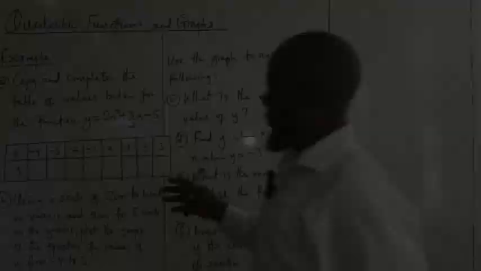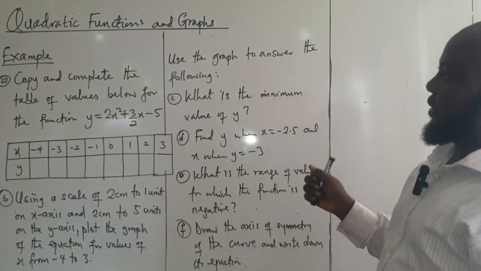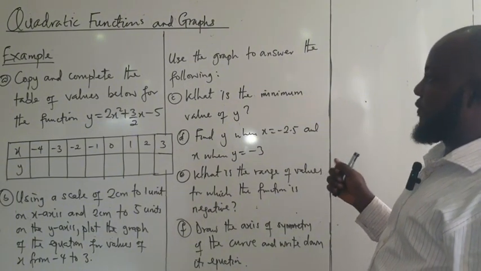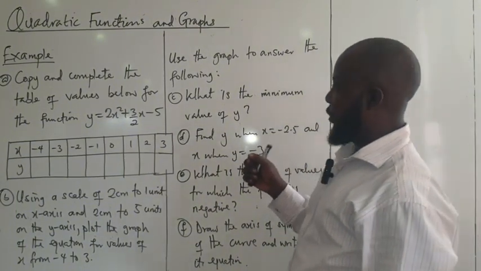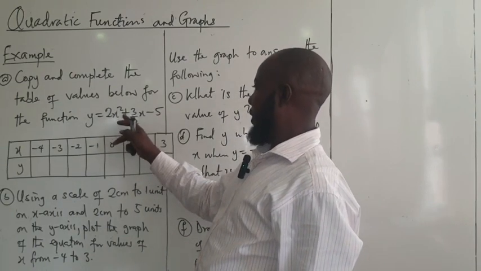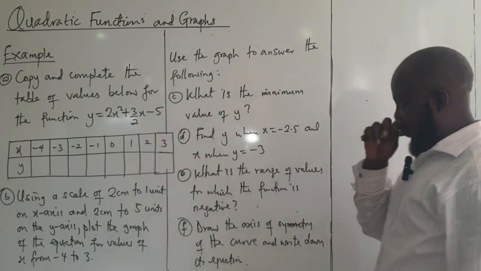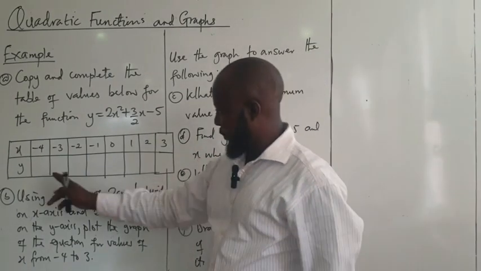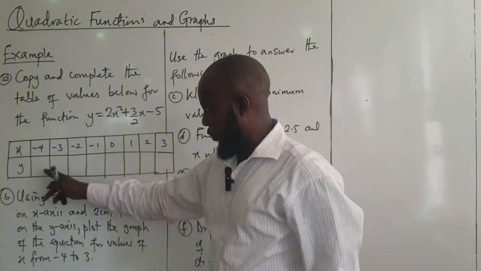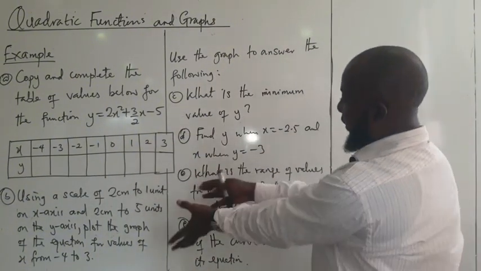Alright, so this is the example that we want to look at. The example says copy and complete the table of values below for the function y equals 2x squared plus 3 over 2x minus 5. We use these values to find the value of y. Using the scale of this, we are going to do this on the board.